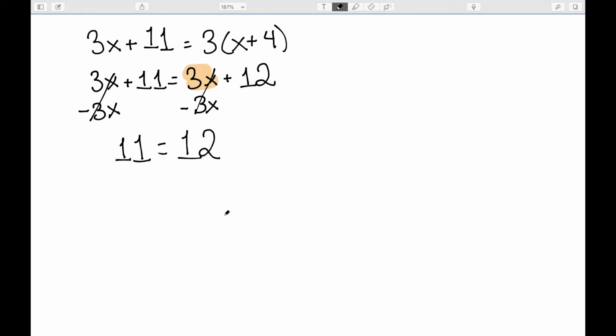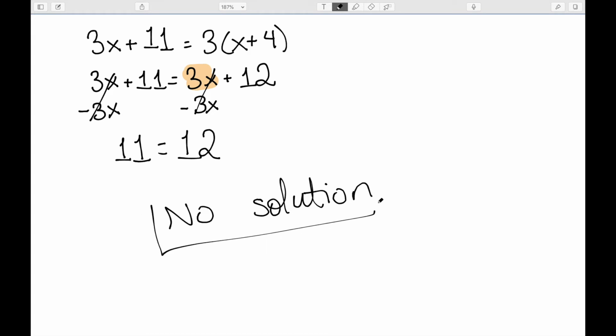So the question is, when is that true? When is 11 equal to 12? And the answer is never. So this would have no solution. There is no number that I could plug in for x to get a valid solution. So this linear equation has absolutely no solution.